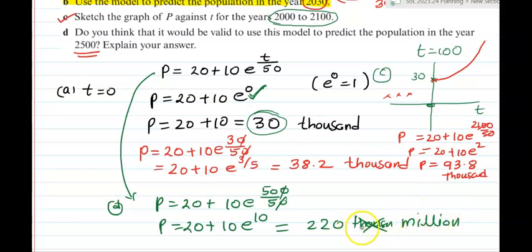Okay, so in 500 years there will be other factors, guys. You never know what is going to happen. So 220 million. So I think this model is not valid to predict for 500 years. Okay, so it is not an effective model. Is that okay? There will be other factors involved.